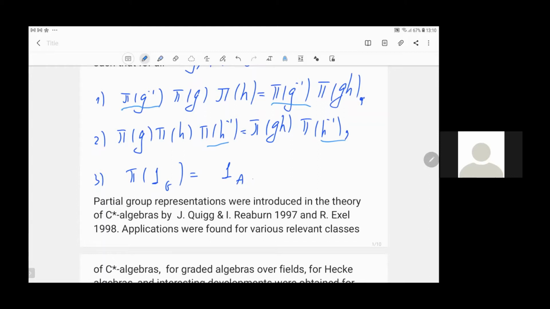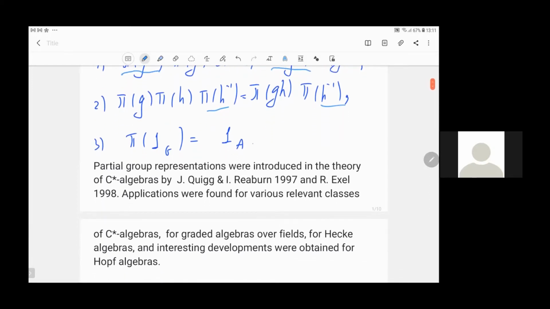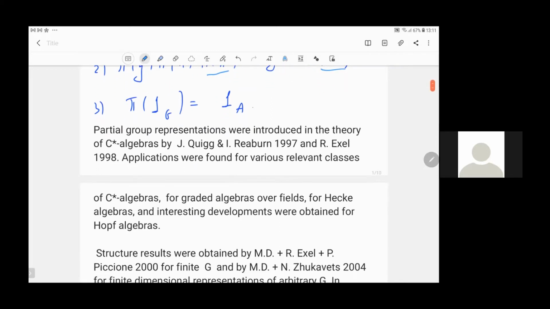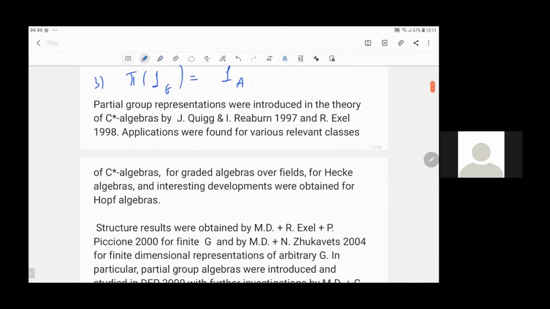Applications were found for important classes of C-star algebras, and besides the theory of C-star algebras, for graded algebras over fields, for Hecke algebras over fields of characteristic 0, and some interesting developments were obtained for Hopf algebras. So the notion was extended to partial representations of Hopf algebras, and there are interesting papers around that. So we study structures of partial representations. The first paper was a joint paper with Ruy Exel and Paulo.